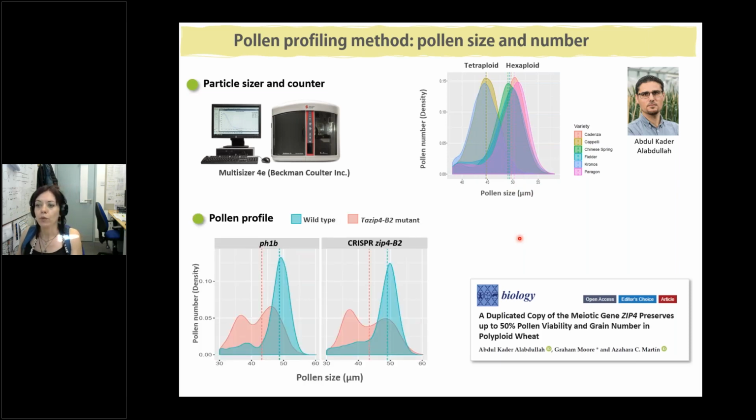However, when Abdul measured the ZIP4 mutants, and I'm showing here the Ph1 mutant and the CRISPR mutants, they showed a very consistent and similar pollen profile, which contained 2 very distinct peaks. So you can see the wild type in both cases in blue with a single peak, and the corresponding mutant in orange. The first peak in the mutants corresponds to pollen grains with similar size to wild type pollen, and the second peak to a considerably smaller size. So about half of the pollen grains in the ZIP4 mutant were smaller than in the wild type.